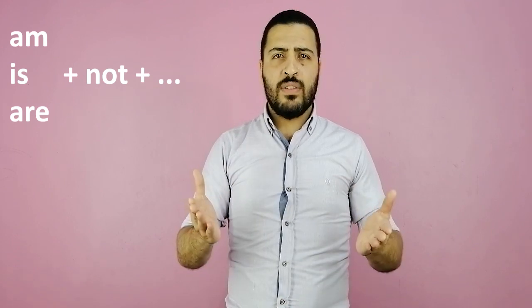They are friends, they are not friends. We are brothers, we are not brothers. We aren't brothers. You are my friend, you're not my friend. You aren't my friend. وده كده النيجيشن فورم. يبقى النيجيشن علشان انفي الفيرب تو بي بحط نوت بعد الام والاز والار. تعال نشوف الامثله اللي جايه دي في الصوره.